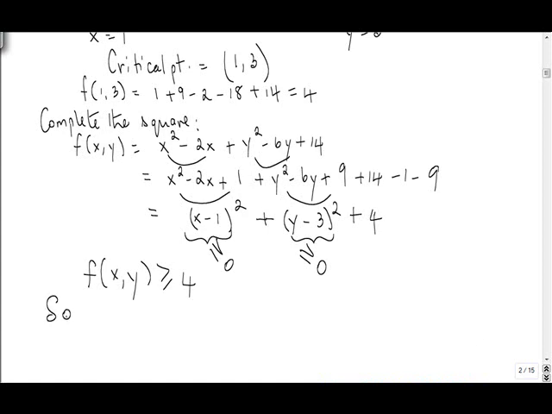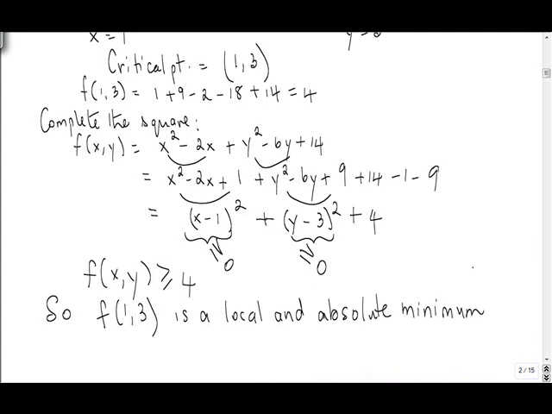So f of 1, 3 is a local and absolute minimum. And the minimum value is 4. Okay? So that's number 1. So that's a little trick I showed you to find the minimum. You will not have to do that all the time actually, but it will help you to know these little tricks. Let me show you another trick.